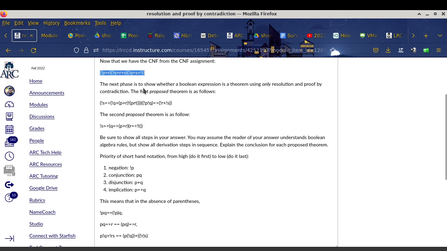But I don't want you to use just Boolean algebra to prove that. I want you to apply resolution to prove the two, to prove one way or another.